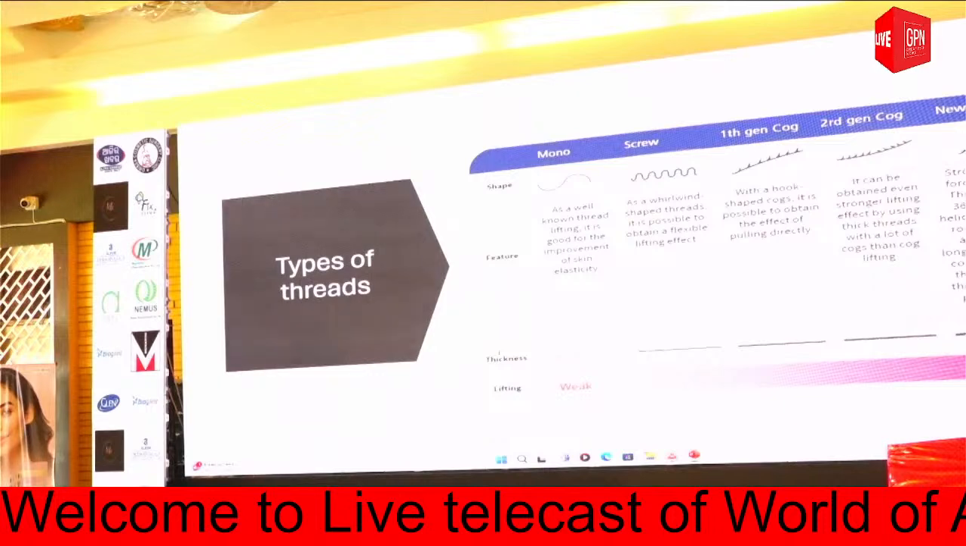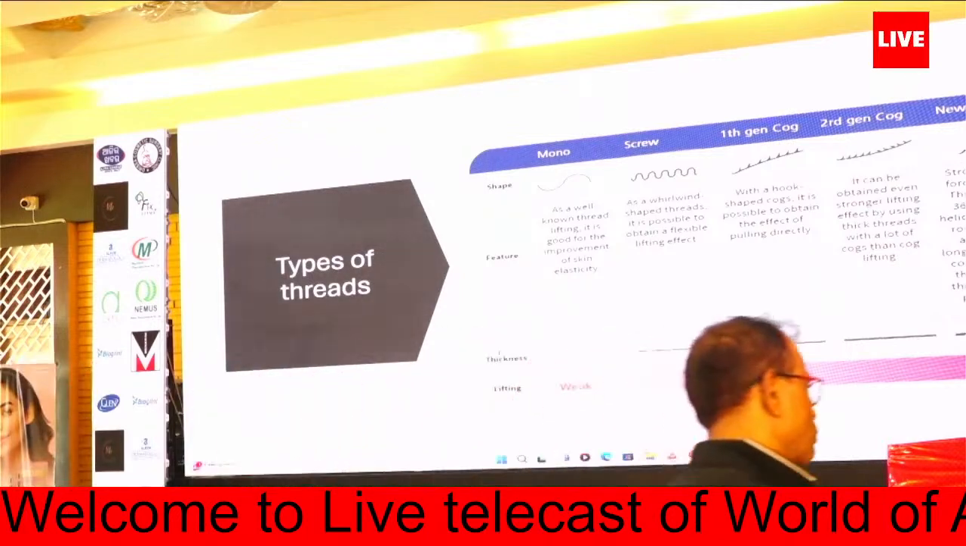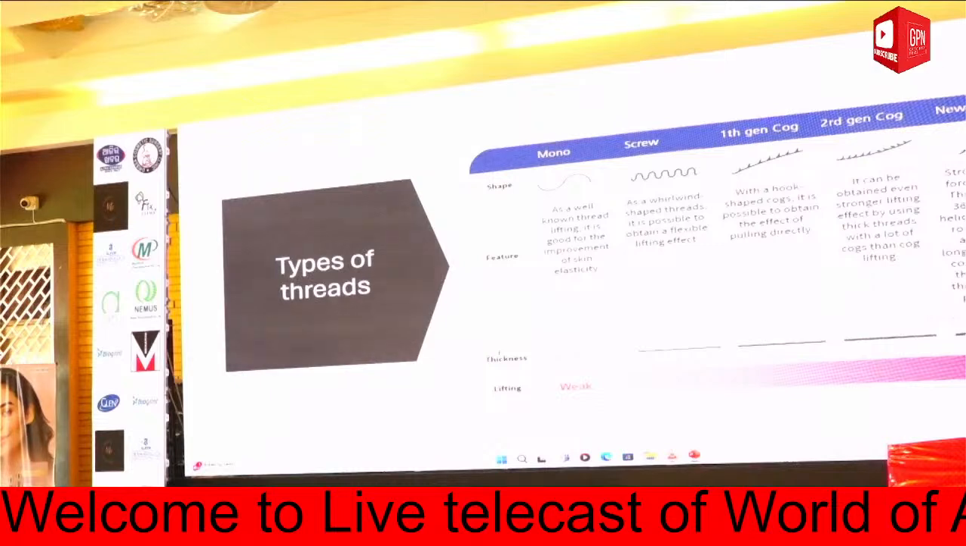What are the types of threads? It is not only the material of the thread that makes the difference, it is also the type of thread that makes the difference. Initially, the monofilaments were used, which were plain. Then came the barbed threads, which gave more flexibility to the tightening, and then the barbs came in the future.